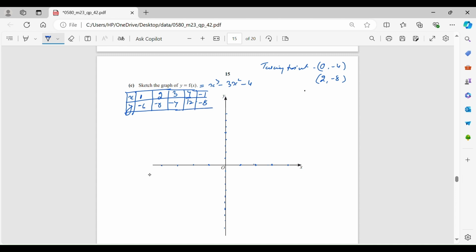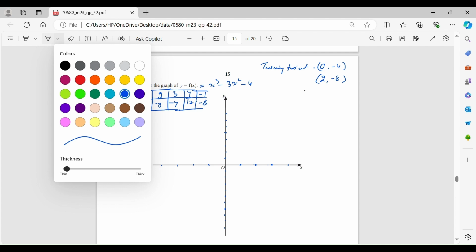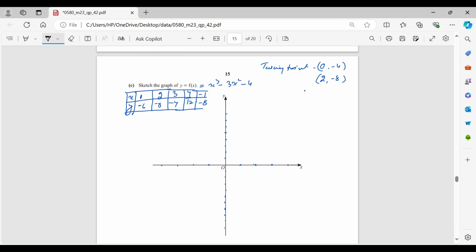Let's plot the graph. As we know, the turning point is at 0 and minus 4. Let me change the color of my pen. Take black for this. Now 0 and minus 4 is the turning point. First turning point is at 0 and minus 4. 1, 2, 3, 4. This is our first turning point, right? And at minus 1, let's put minus 1. This is 1, this is 2, this is 3, this is 4. And this is minus 2, minus 3, right?